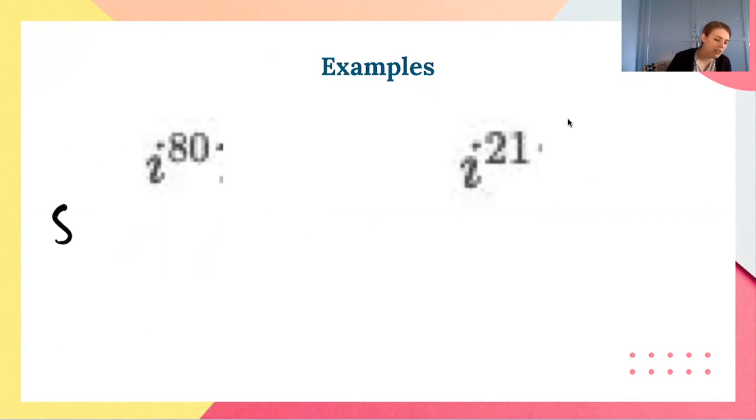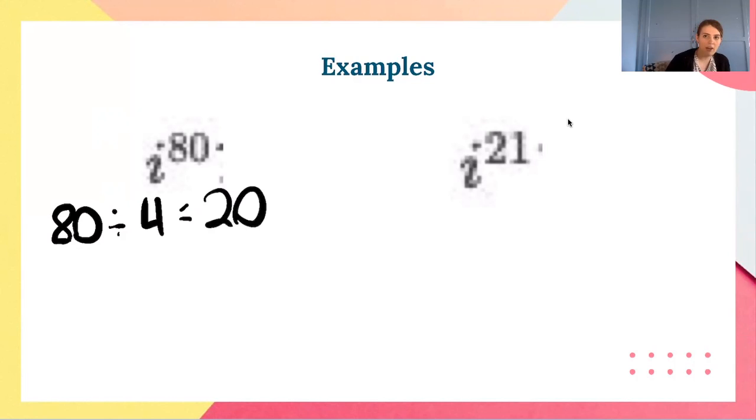What you're going to do is figure out what's the biggest number. So I'm going to start with 4. I'm going to see if it's divisible by 4. I get here that 80 divided by 4 is 20, which means that i to the 80 can be written as i to the 4, to the 20.